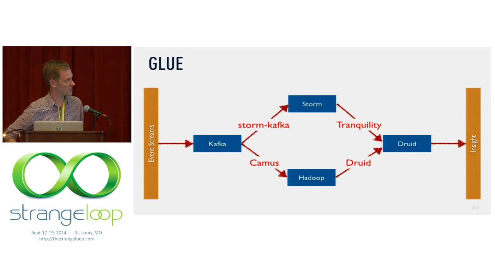The Kafka to Storm link, Storm Kafka, was a community-contributed module that recently became part of the main Storm distribution. The Storm to Druid link, Tranquility, is something that we open-sourced a few months ago. The Kafka to Hadoop link, Kamu, was open-sourced at LinkedIn, the same place Kafka came from. If you're using S3 instead of HDFS, there's something from Pinterest that's similar. And the Hadoop to Druid link is the Hadoop Druid indexer, which is just part of Druid.